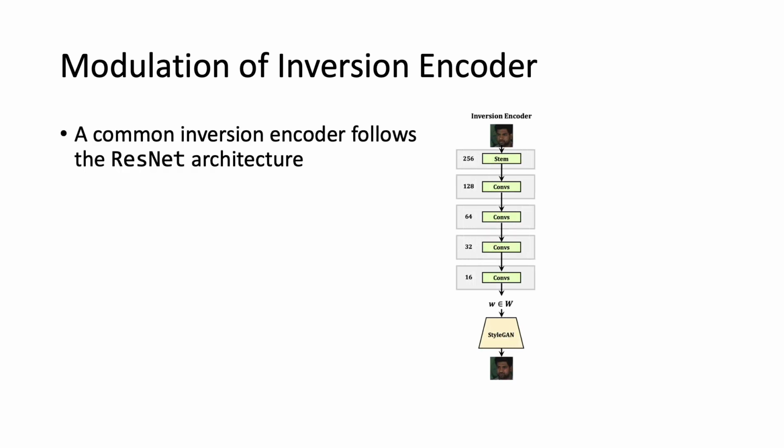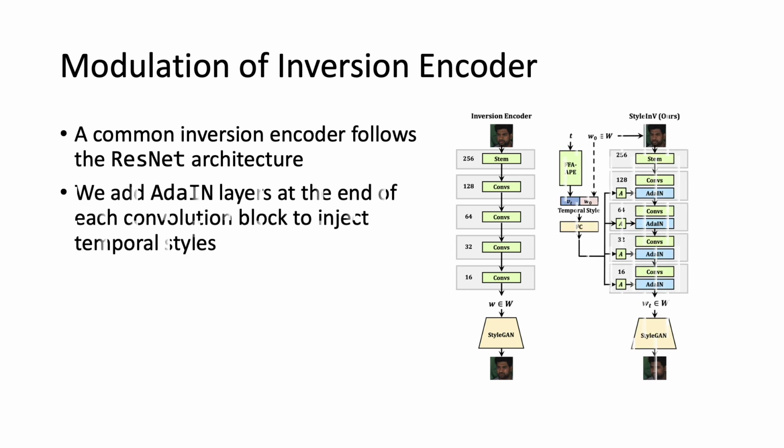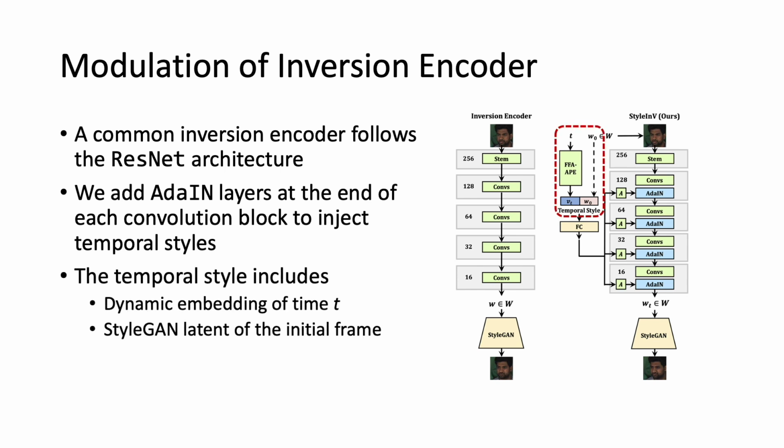A common inversion encoder like pSp follows the ResNet architecture. They stack residual convolution blocks of decreasing resolution. To modulate it, we add AdaIN layers at the end of each convolution block to inject temporal styles. The temporal style consists of two parts. One is the acyclic positional encoding. Another is the StyleGAN latent of the initial frame.